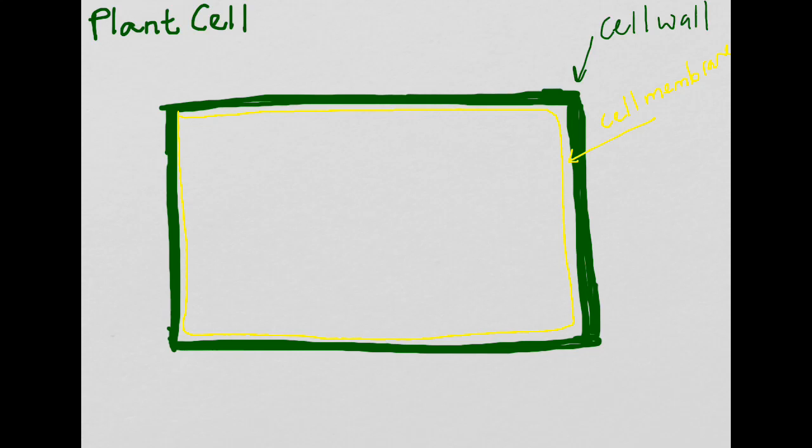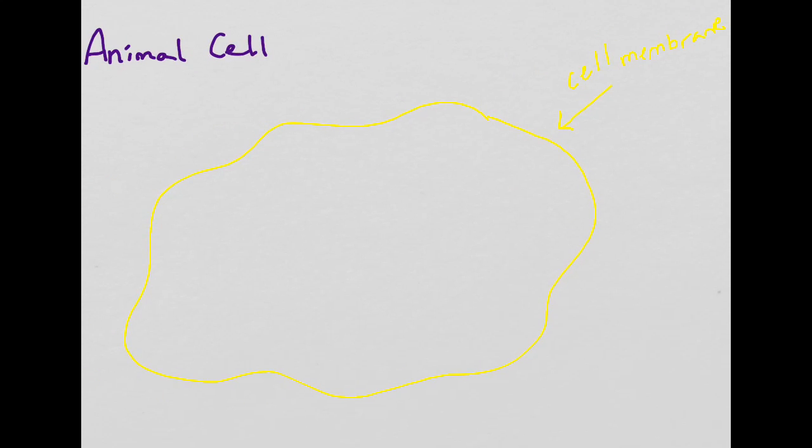So let's go over here to our animal cell. And with the animal cell, I'm going to not draw him as a square. I'm going to draw him kind of as an amorphous shape there. So that's our cell membrane. Down there. Cell membrane. Okay.